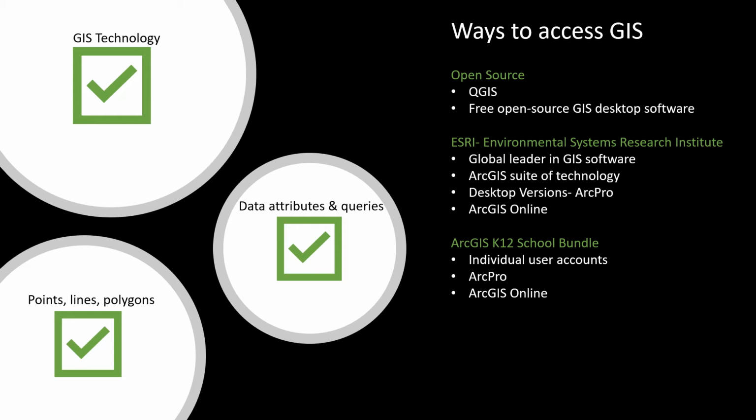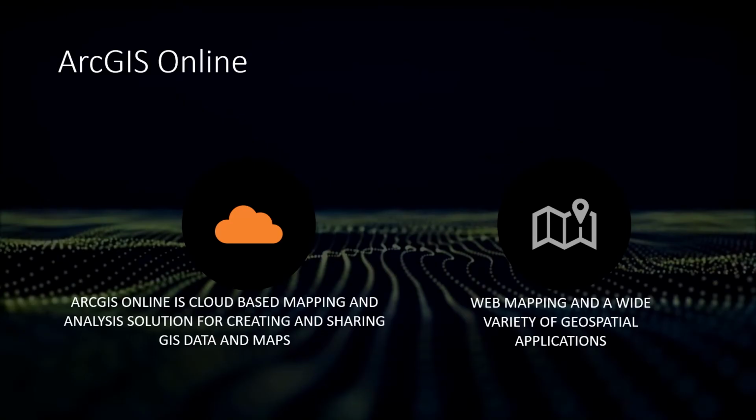And that provides a free Esri ArcGIS license to you and your teachers, giving you individual user accounts and access to Arc Pro if you wanted to take it to that next level and download the software, really experience the full power of GIS. But what we're going to focus on and use a lot during the spring semester here in Green Zone AZ is ArcGIS Online. And ArcGIS Online is a cloud-based, web-based mapping and analysis solution for creating and sharing GIS data and maps. And it's not just web mapping, there's also a wide variety of geospatial applications that are available through ArcGIS Online.